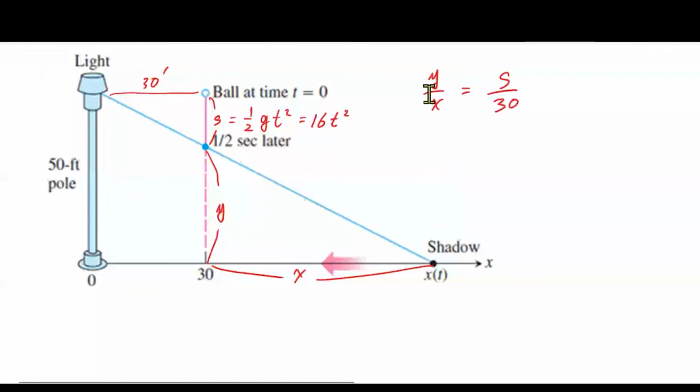But what is y equal to? Y is equal to this entire height minus s, isn't it? And this entire thing is 50, right? Let's say y is equal to 50 minus s, over x is equal to s over 30. Now at this point, we don't even have to keep s because we have it in terms of t, so we can just substitute the whole thing out.